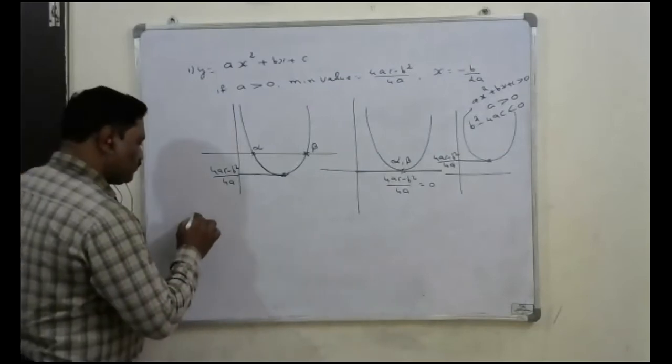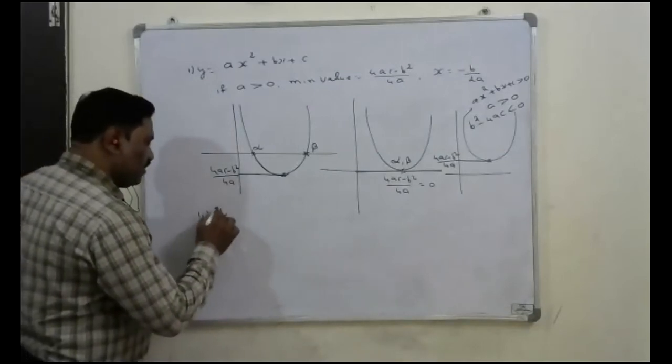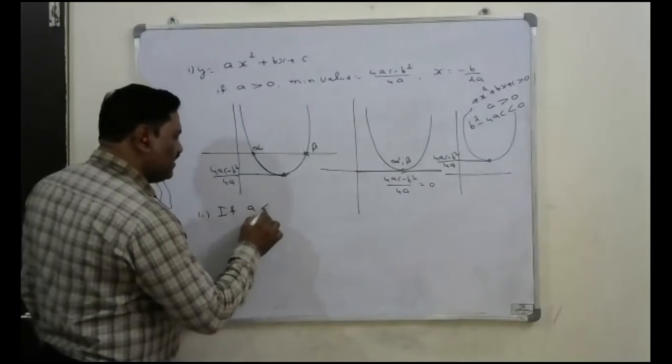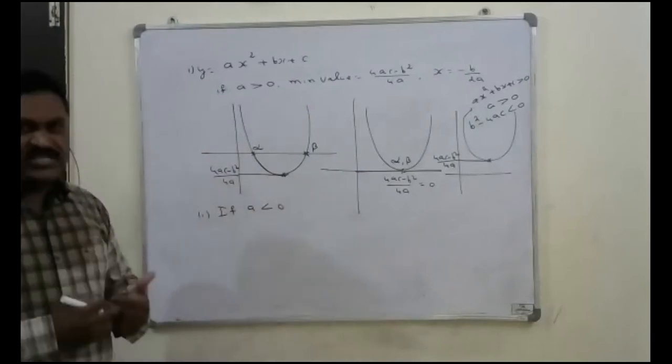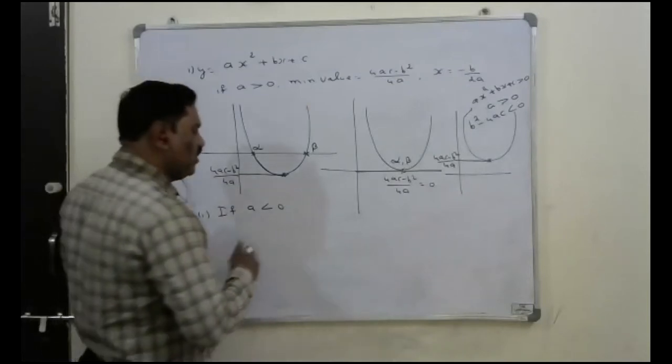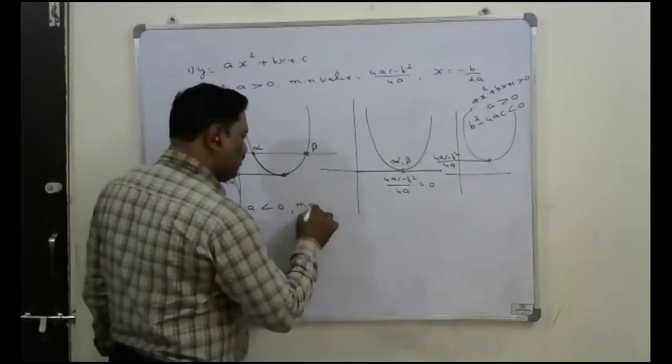Second case, suppose a is less than 0, the coefficient of x square has the negative sign, then that expression will have a maximum value. What is that maximum value?